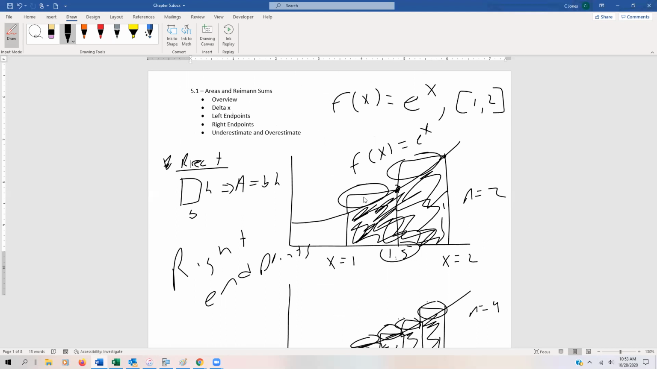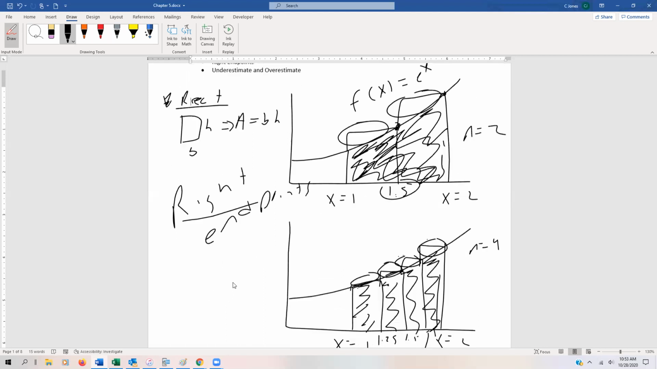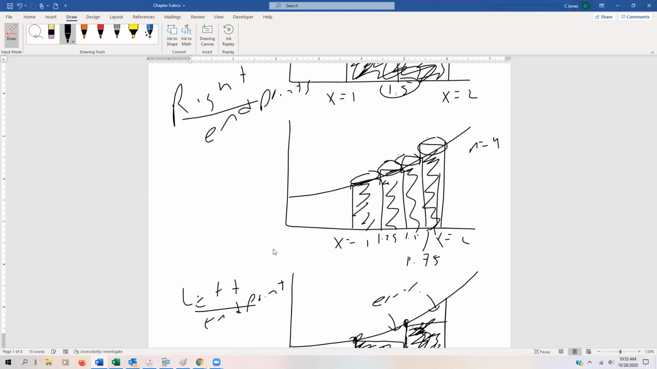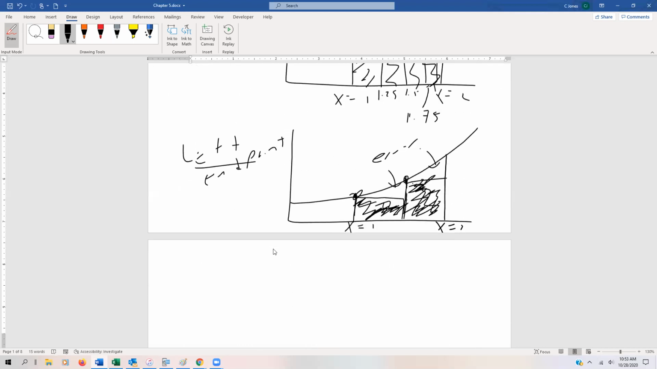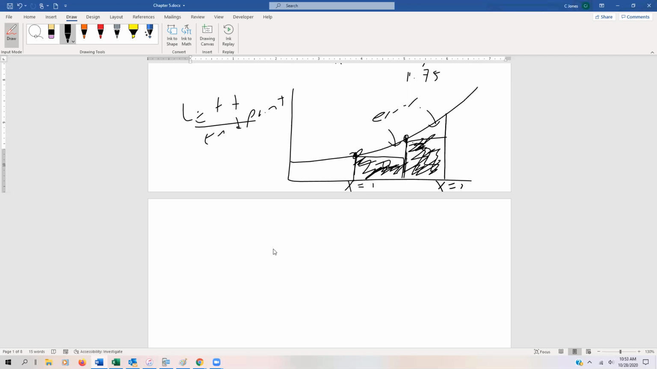And that's what we're going to do in this section: we're going to partition, and we're going to go through and just find the areas of a whole bunch of rectangles using this right endpoint method, and also using this left endpoint method. And we're going to break it up into a partition. And based on the endpoints, we're going to be able to find this thing called delta x.